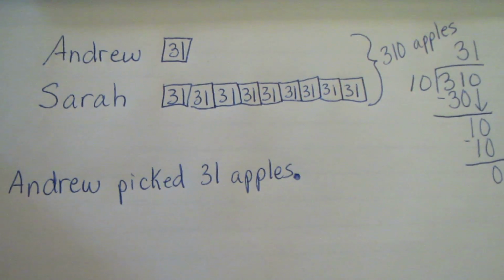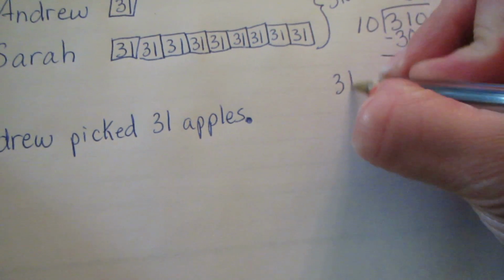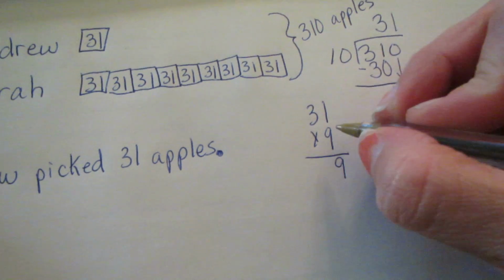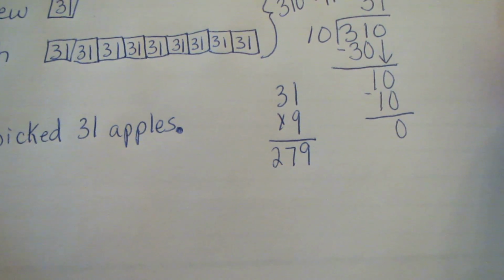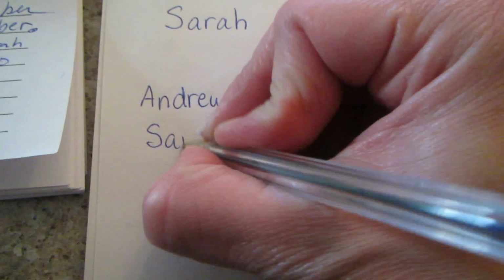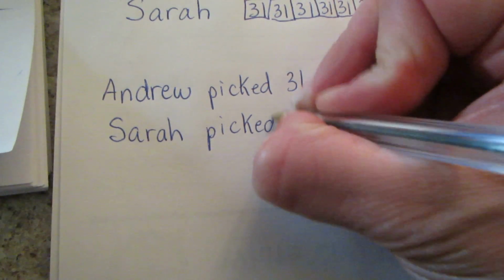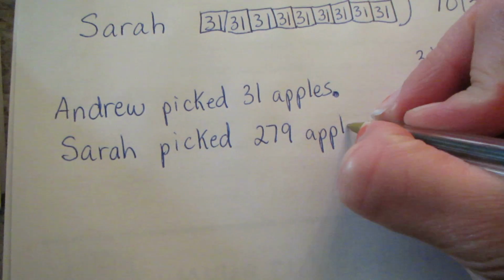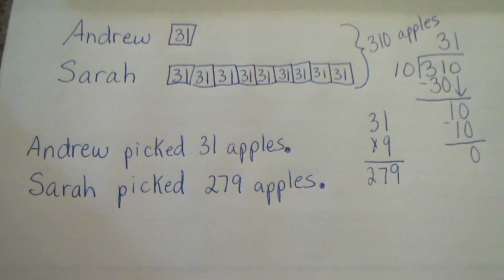To find out how many Sarah picked, you simply need to do 31 times 9. 9 times 1 we know is 9. 3 times 9 is 27. So Sarah picked a total of 279 apples. And we're done. We have solved the problem.